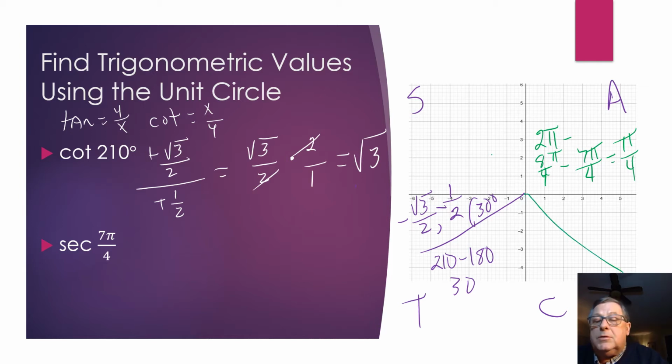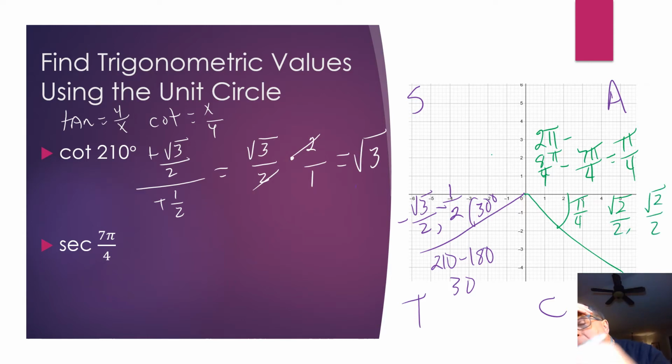Now, all students take calculus. Well, what's my reference angle? My reference angle is pi over 4. And at pi over 4, the cosine is the square root of 2 over 2, and the sine is the square root of 2 over 2. Then I'm thinking about all students take calculus. Well, my cosine's positive, but my sine will be negative.